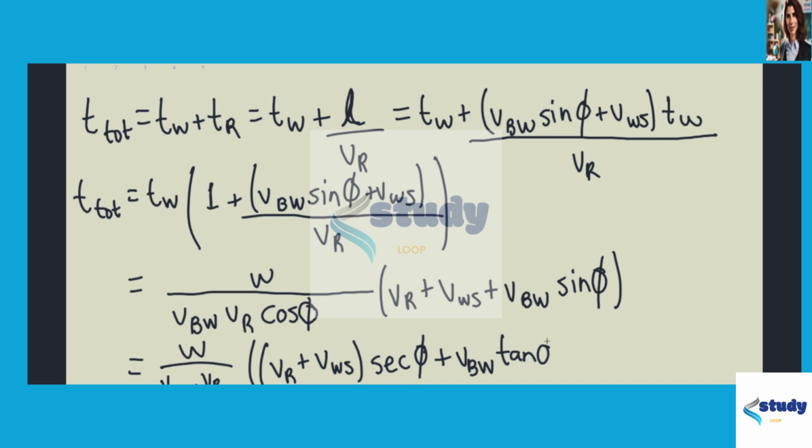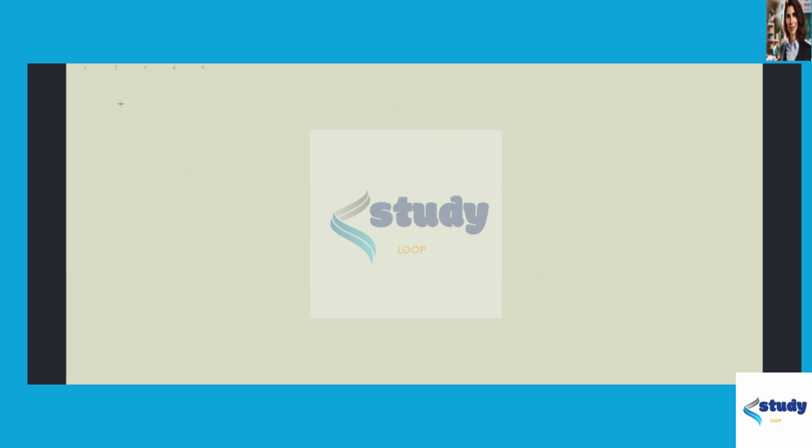of phi, close parentheses. And so at this point, we can say that to find the angle corresponding to the minimum time, we can take the derivative of t with respect to phi, set this equal to 0, and then solve for the angle phi.